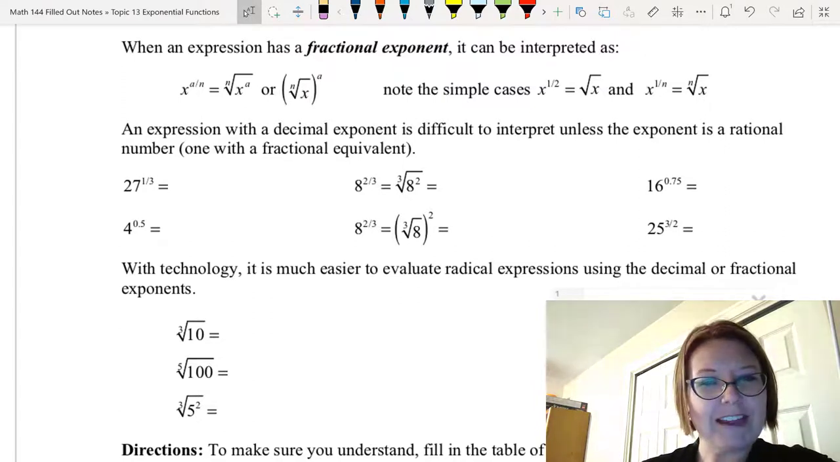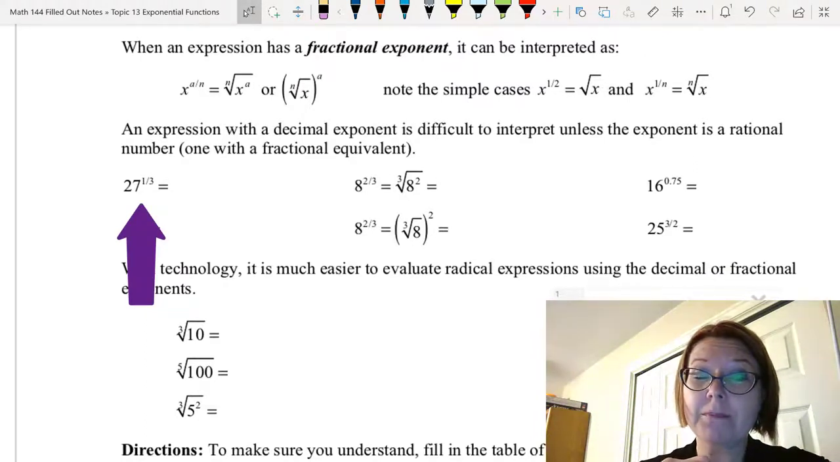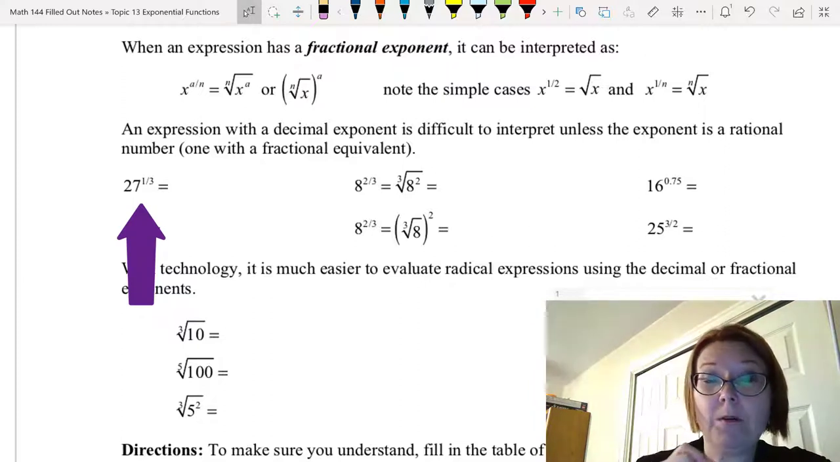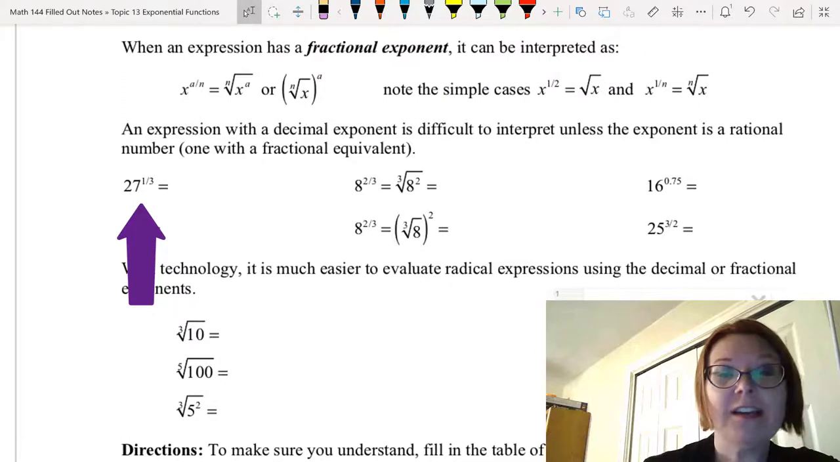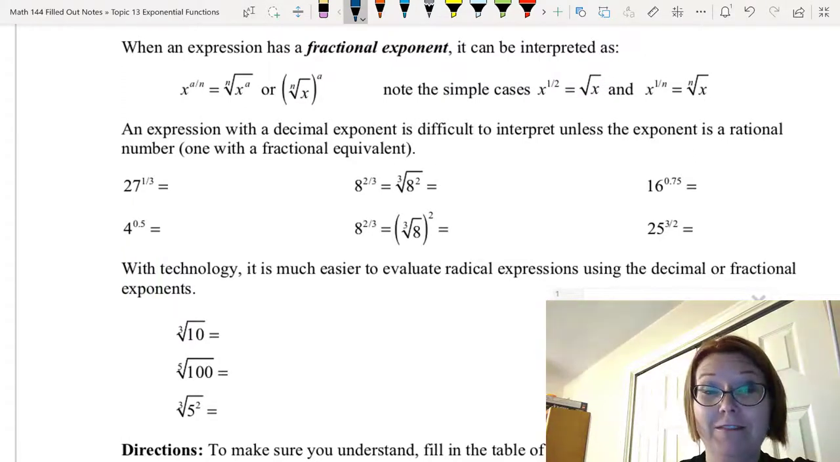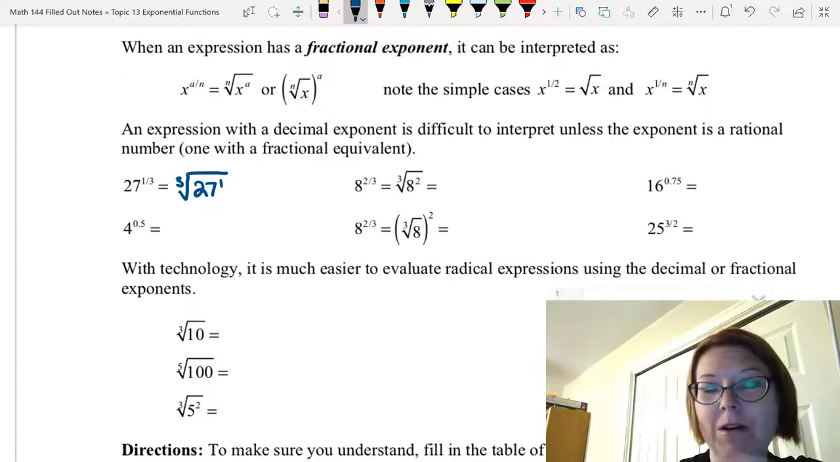Let's just go through a few together and make sure you understand the concept here. So we're going to start with 27 raised to the, and then all in the exponent, 1 divided by 3. So it's to the 1/3 power. So the 1 is the power and the 3 is the root. So this is the cube root of 27 to the first power. Let's write that. It's the radical sign with a 3 tucked into the check mark, and then 27 to the first power. Well, 27 to the first power is just 27.